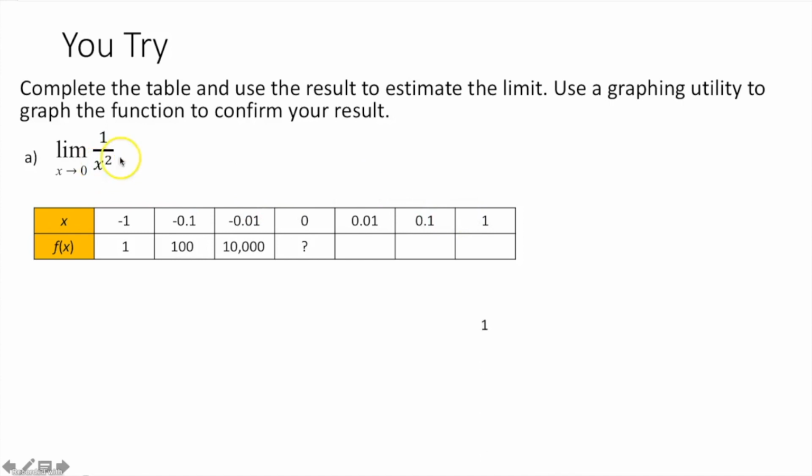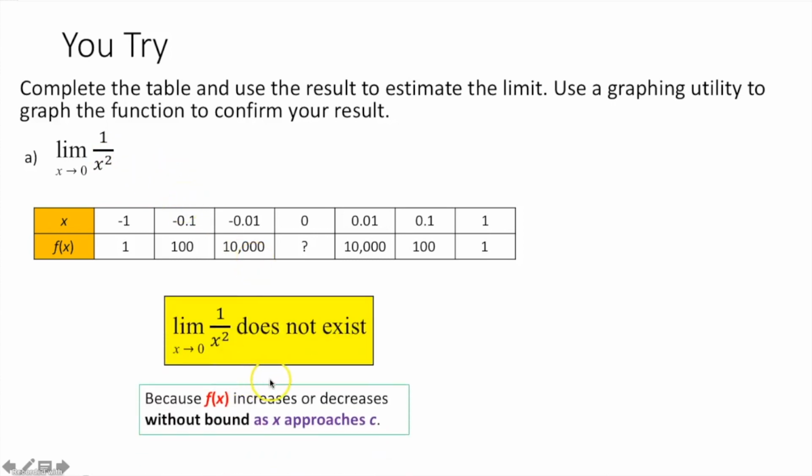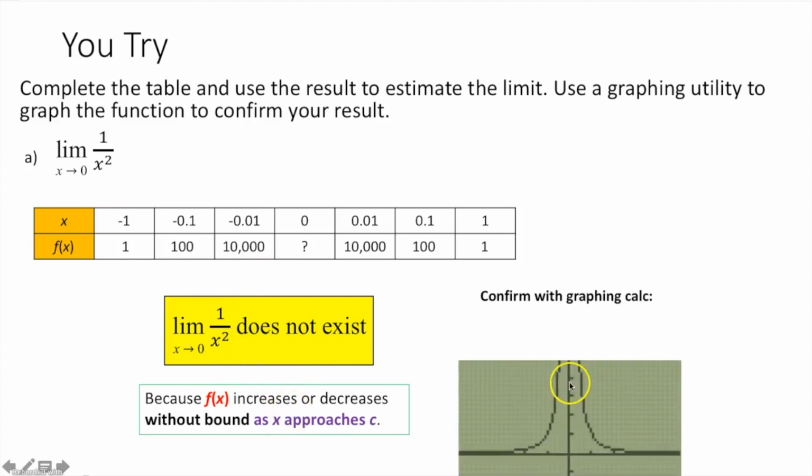If I were to plug in 1, 0.1, and 0.01, I get the y value that goes with those. And you can see that as x approaches 0 from the left, it looks like f of x is approaching infinity. As x approaches 0 from the right, f of x is also approaching infinity. So later on, we're going to have you say that the limit as x approaches 0 of 1 over x squared would equal infinity. But for now, we're just saying that the limit does not exist because f of x increases without bound.